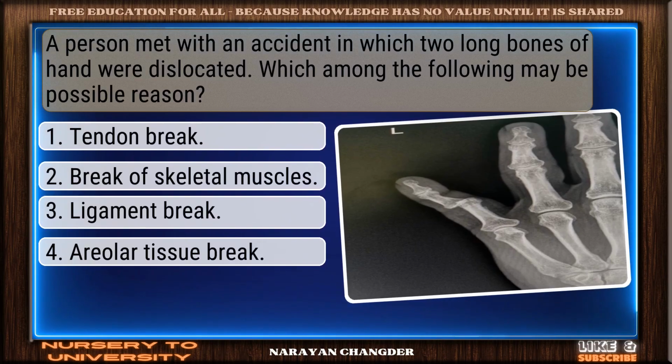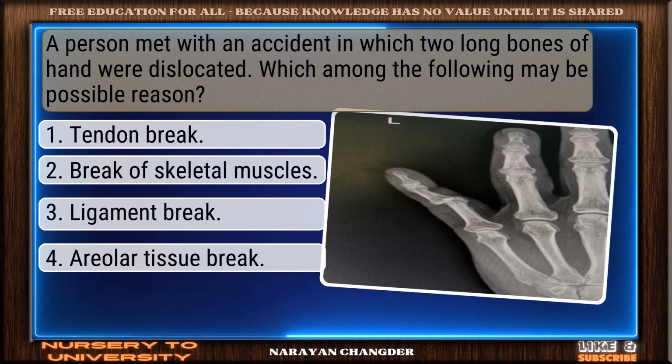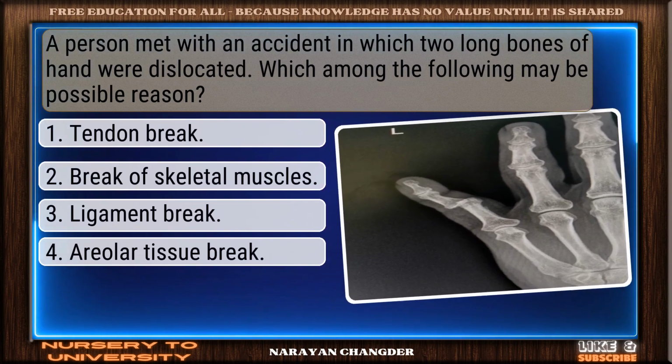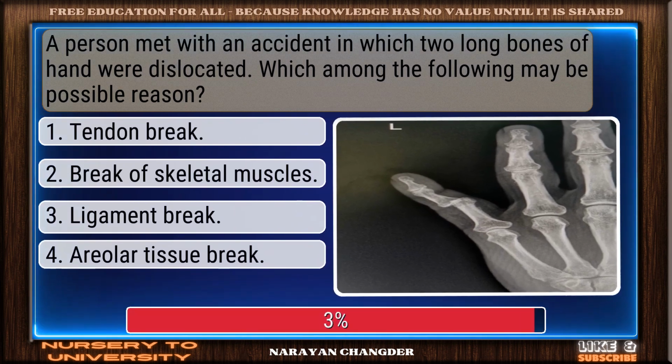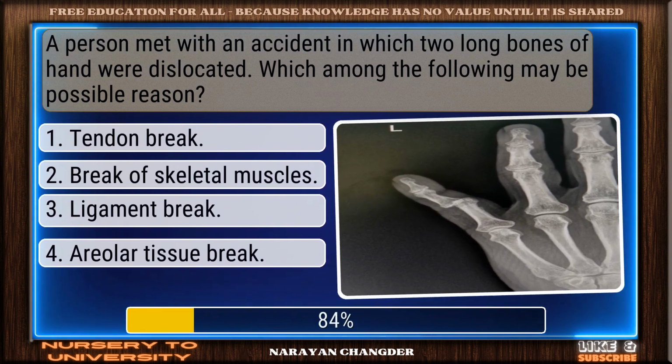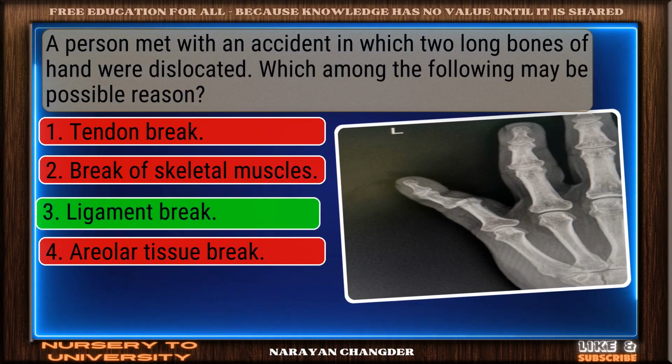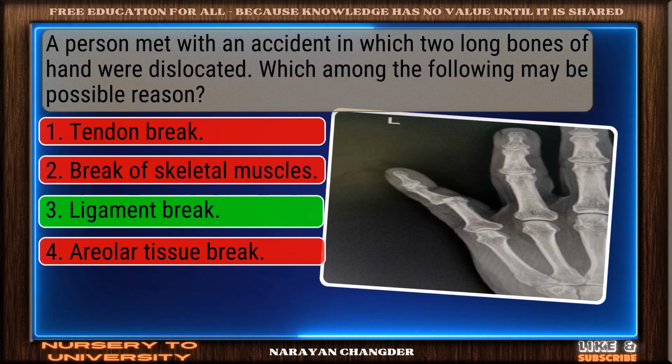Question number 16. A person met with an accident in which 2 long bones of the hand were dislocated. Which among the following may be a possible reason? You chose ligament break, and it is correct.